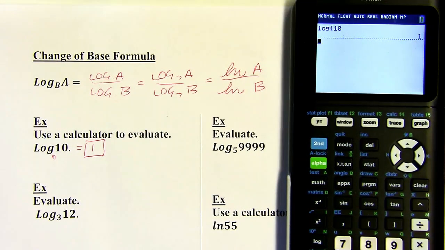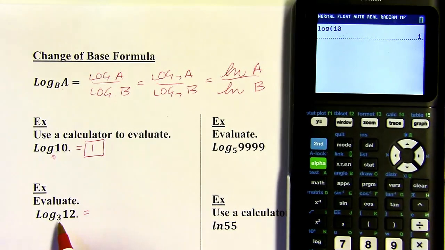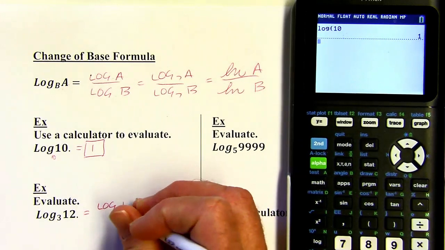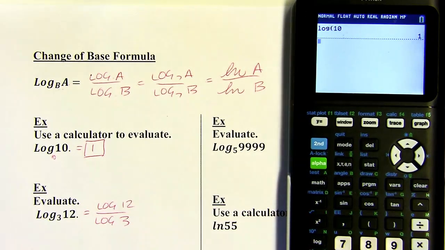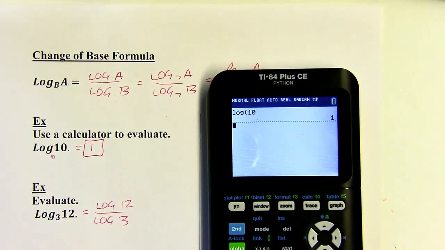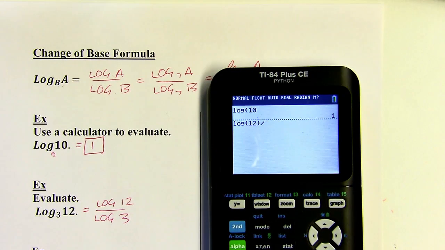Now the rest of these aren't base 10, so this one I'm going to have to think of this. Some calculators you can, they'll give you a little cursor down there and you can put whatever base you want in there. Mine doesn't do that as far as I know. So I have to use the change of base formula. So I'm going to think of this like so. Now I've got it in base 10 on top and bottom, so I can hit log of 12. Make sure you close those parentheses, and then divide by log of 3.